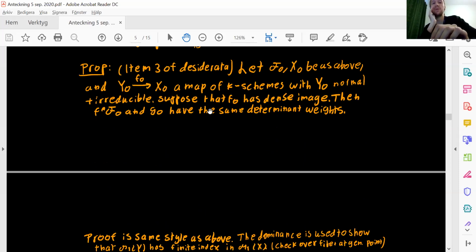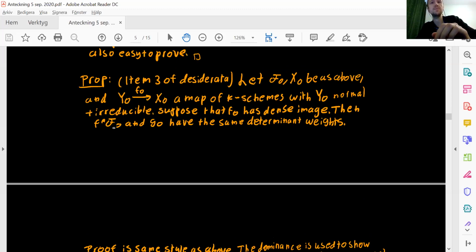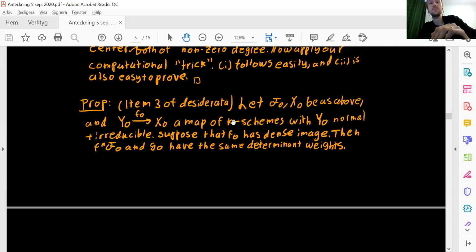So let me just mention item 3 of our desiderata. If f0 is a map from y0 into x0, where y0 is a normal and irreducible scheme, and f0 is a map of k-schemes, and we suppose that f0 has a dense image, then the pullback of f0 and g0 will have the same determinant weight.